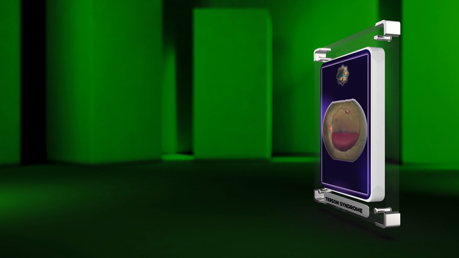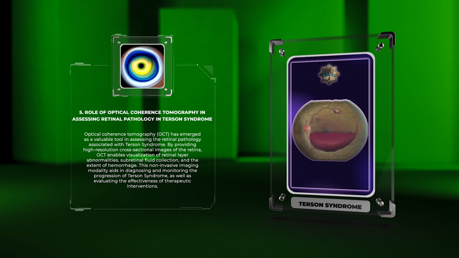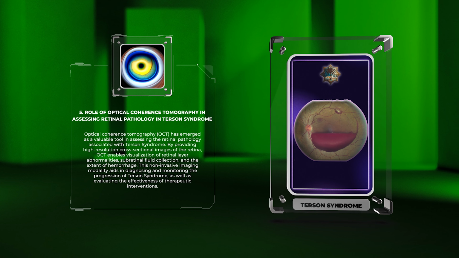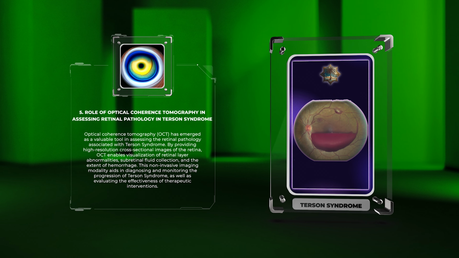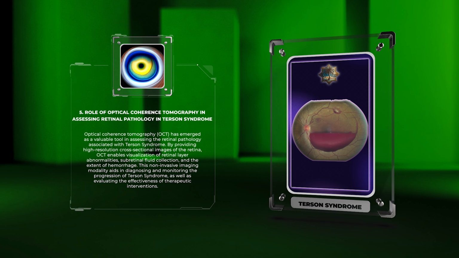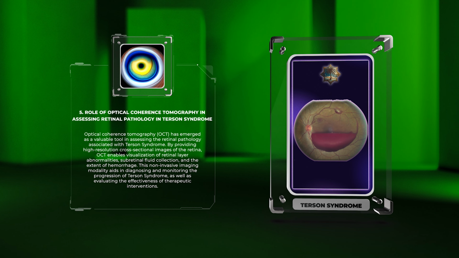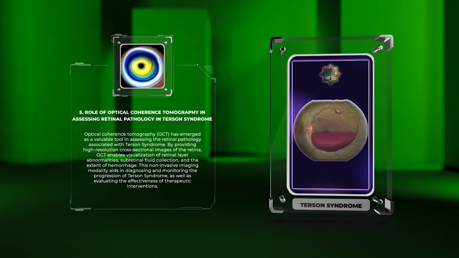Optical coherence tomography, OCT, has emerged as a valuable tool in assessing the retinal pathology associated with Terson syndrome. By providing high-resolution cross-sectional images of the retina, OCT enables visualization of retinal layer abnormalities, subretinal fluid collection, and the extent of hemorrhage. This non-invasive imaging modality aids in diagnosing and monitoring the progression of Terson syndrome, as well as evaluating the effectiveness of therapeutic interventions.